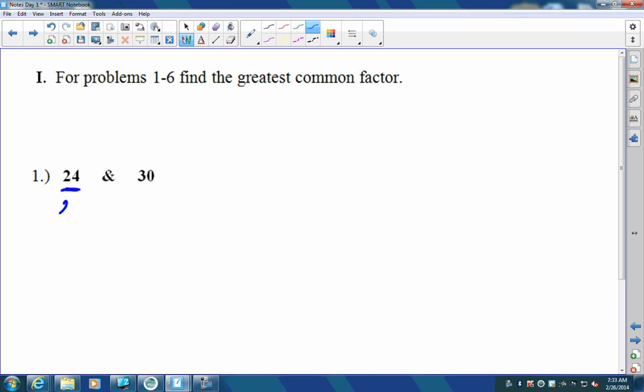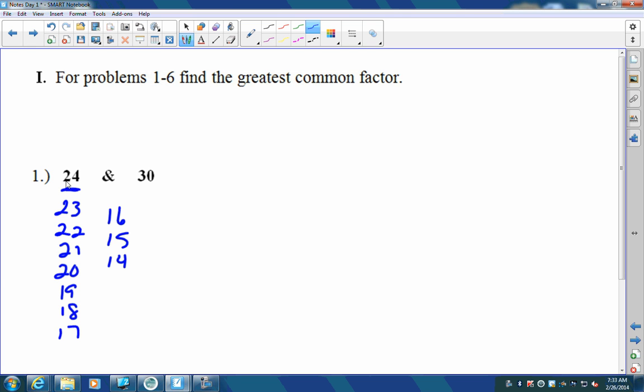No. What if I do 23? That doesn't work. 23 times nothing gives you 24. If I work down, 22 doesn't multiply to give me 24. 21, 20. Keep working down until I find a number that multiplies to give me 24 and 30. So 19 doesn't work, 18, 17, 16. It's kind of silly to do all of this, but you need to unless you know what numbers multiply together to give me 24.